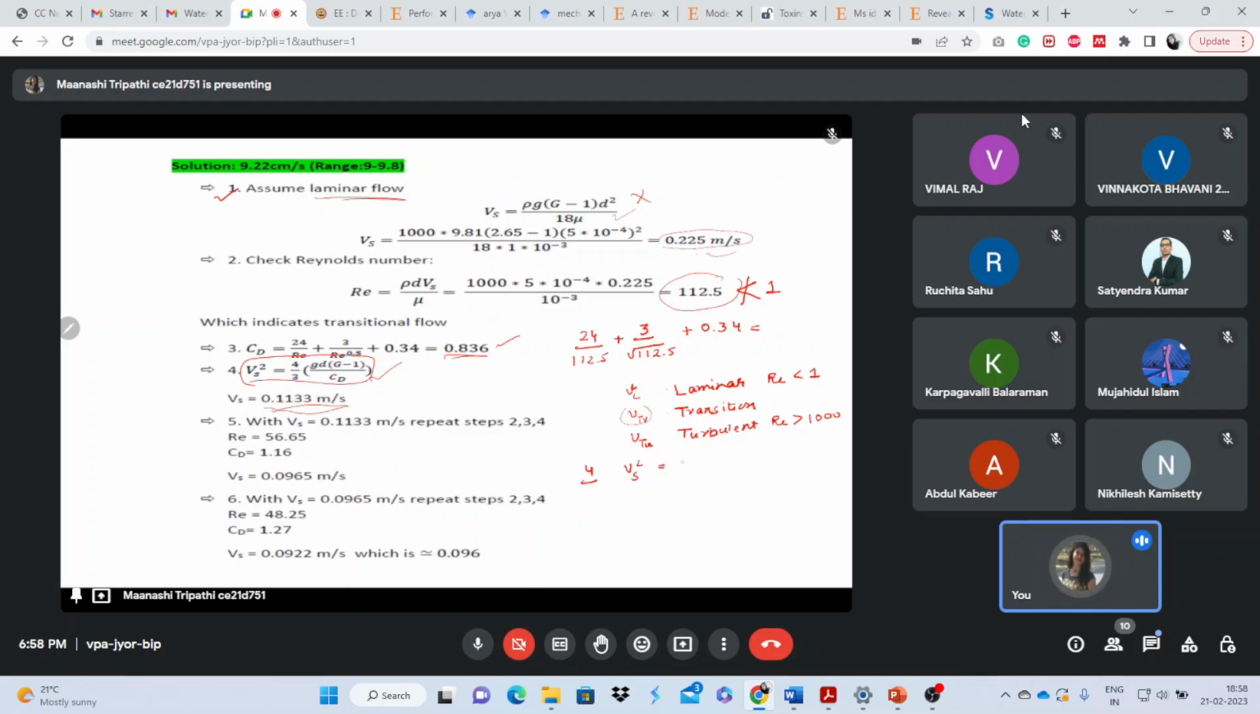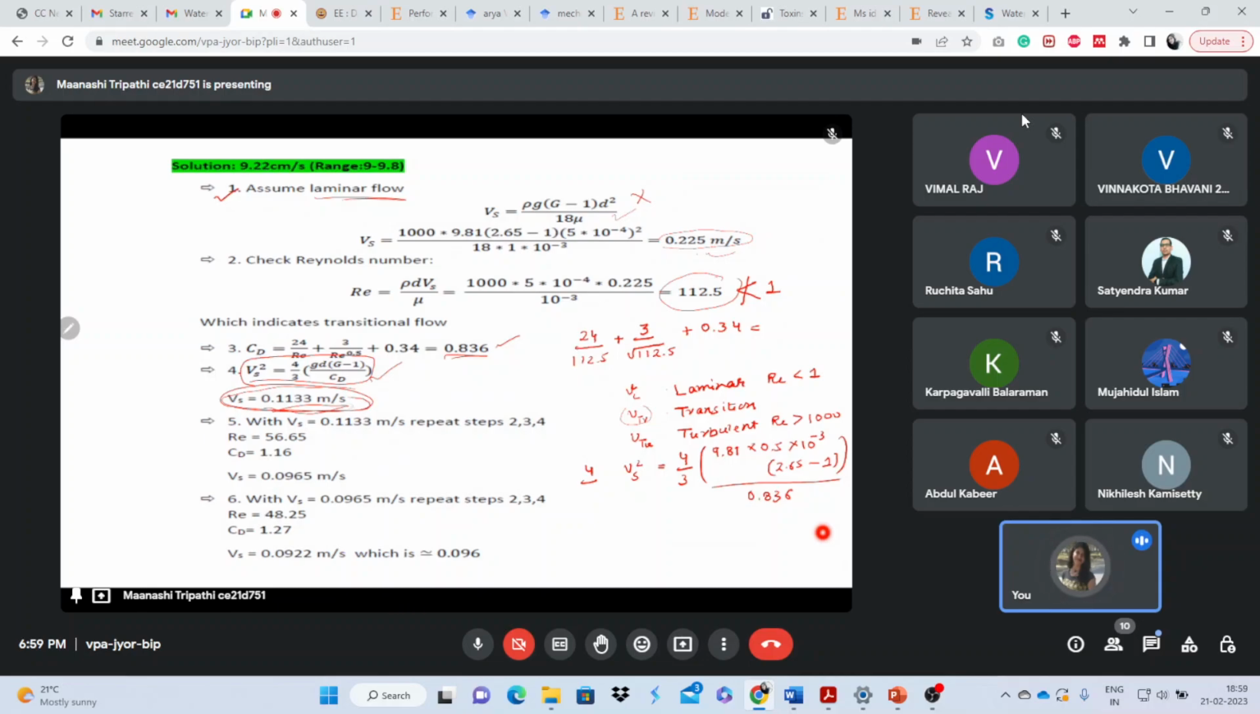Vs square is equal to 4 by 3. g is 9.81. What is d? 0.5 mm, right? So I am saying we have to take care of the units. What we can do is put 0.5 times 10 to the power minus 3. It is now in meters. Then in brackets, G minus 1. What was G? 2.65, minus 1, divided by Cd. What Cd did we get? 0.836. So after solving this equation, we got this as the velocity.